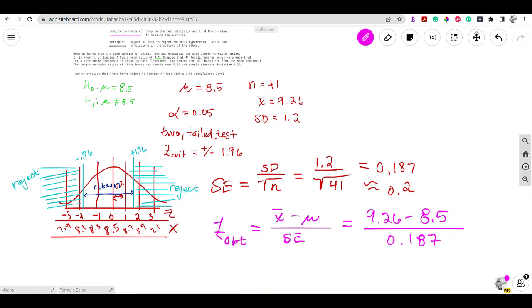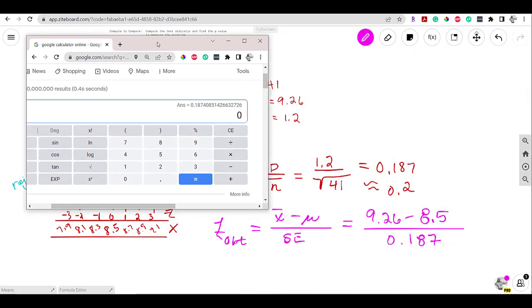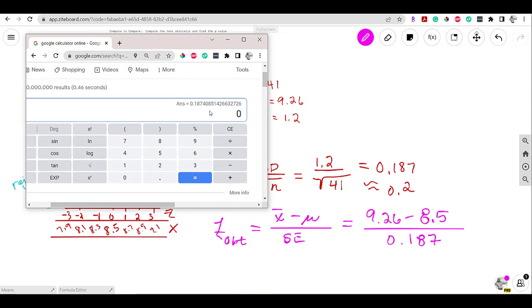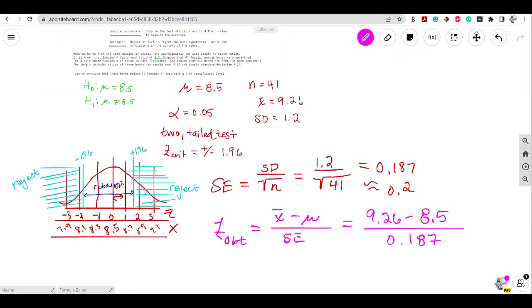Okay. So I'm bringing over my Google calculator, and we're going to go ahead and start computing. So 9.26 minus 8.5 equals, divided by 0.187 equals, and I get that my z obtained is positive 4.06. Awesome.